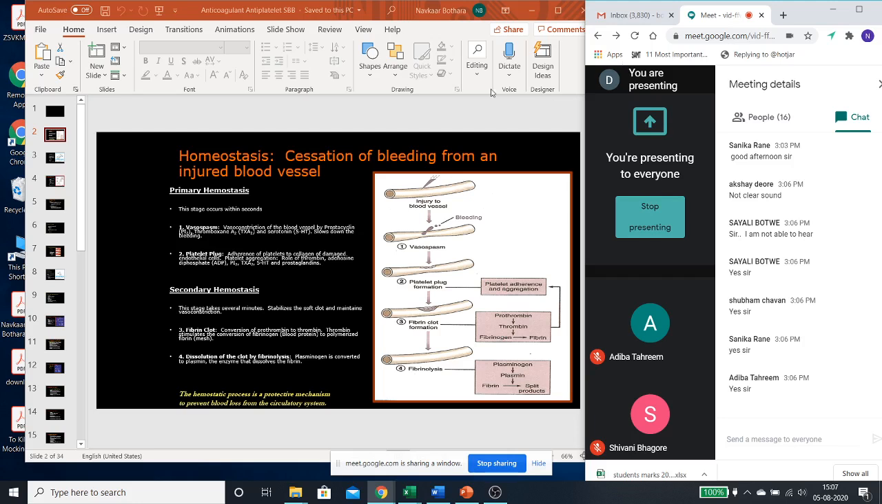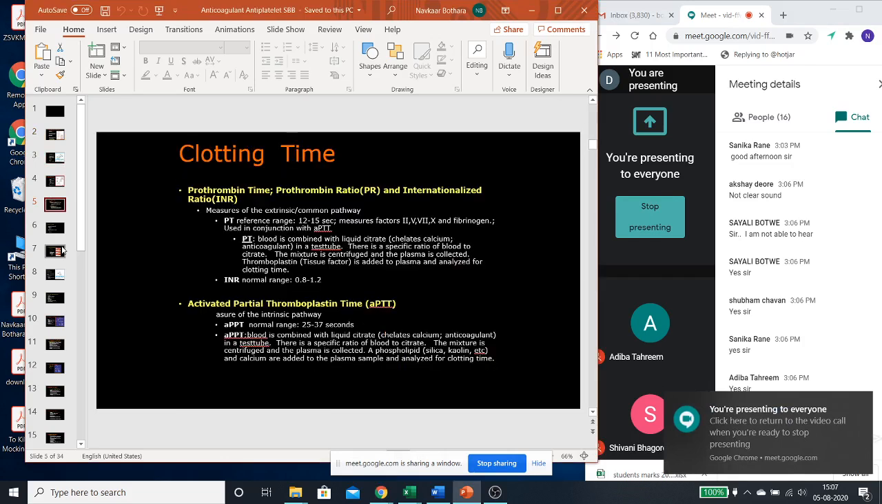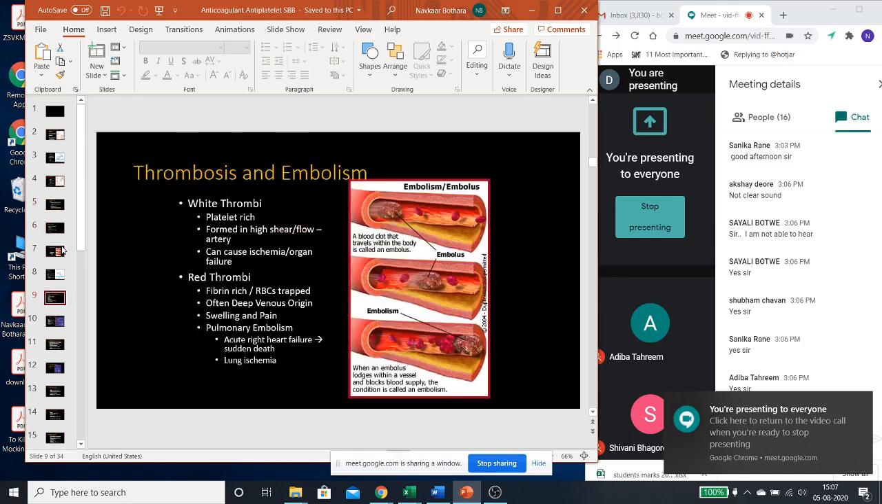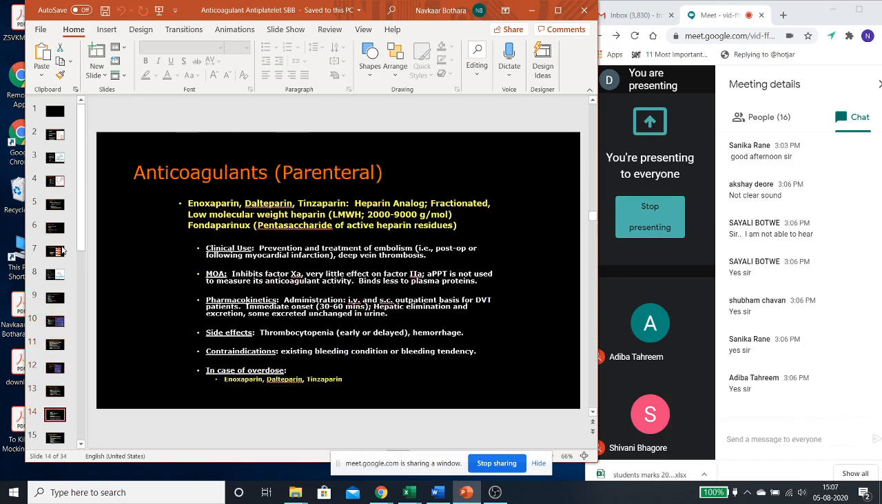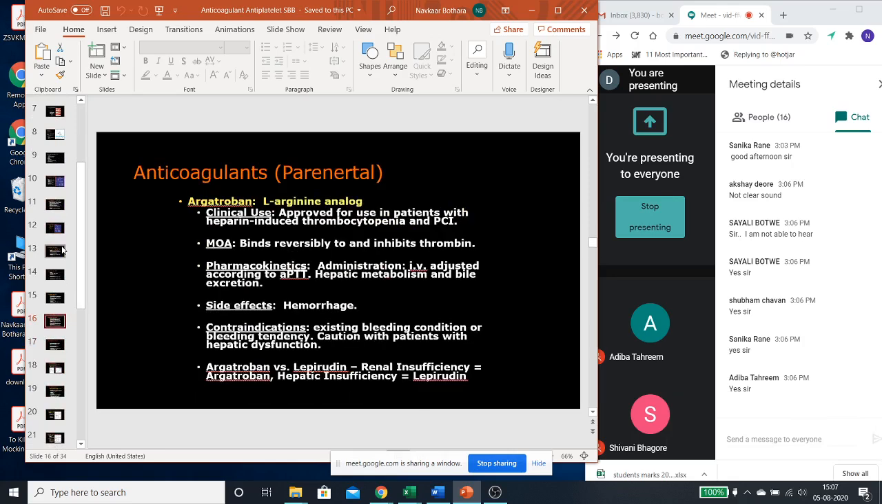We studied yesterday, in the earlier class, various agents in the anticoagulation class. I think we studied up to ergotroban, I suppose. So, these are the agents, anticoagulants.